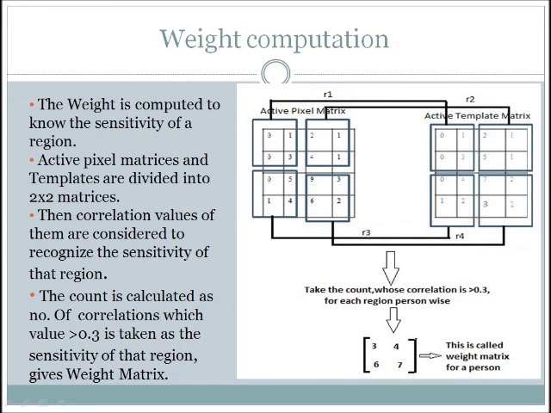Weight computation. The weight is computed to know the sensitivity of a region. To get the weight, first active pixel matrices and active templates are divided into 2 by 2 matrices, and then correlation is done so that those whose correlation value is greater than 0.3 can be counted. This count gives the weight of that region.